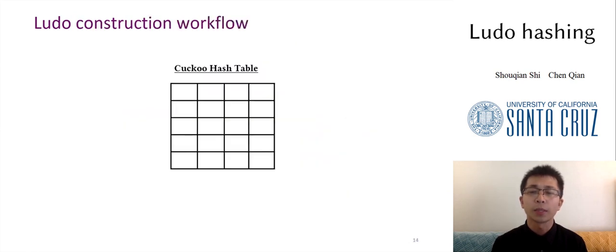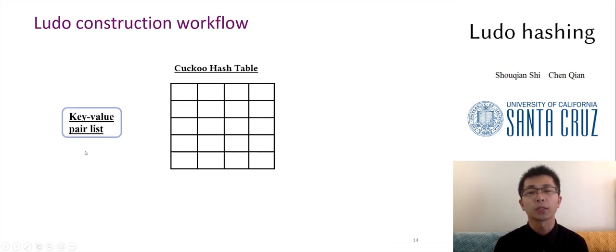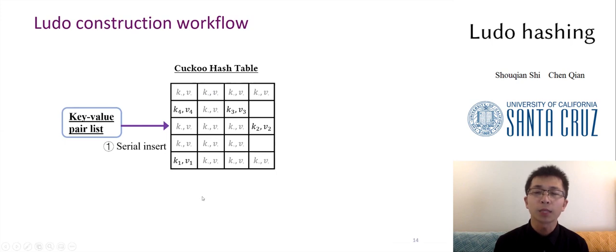Ludo is constructed based on the plain 2-4 cuckoo hash table. Suppose we have a list of key value pairs, and let's see how a Ludo is constructed from the list. First, the key value pairs are inserted into the cuckoo hash table sequentially, K1, K2, K3, K4, and so on. The placement is subject to the cuckoo insertion process. You may notice that the final locations of the key value pairs may not be the initial ones, and the cuckoo hashing automatically bounds the collision for any inserted key within the bucket holding the key.